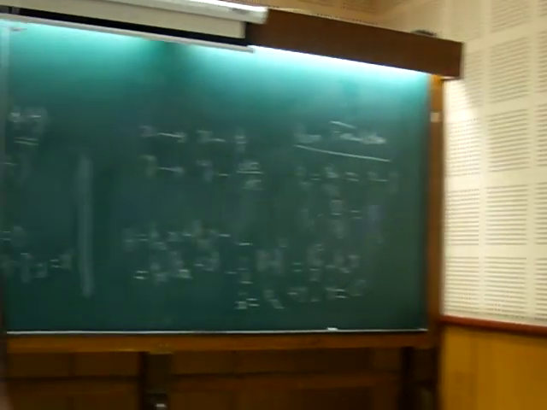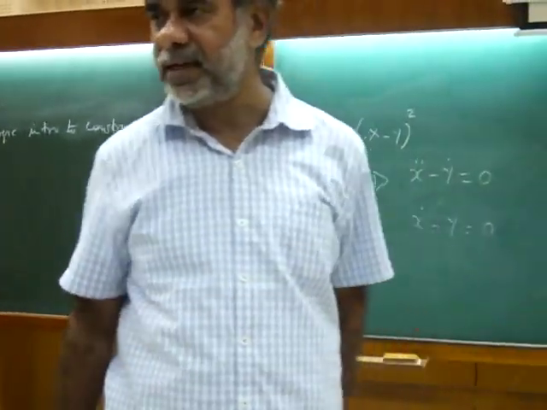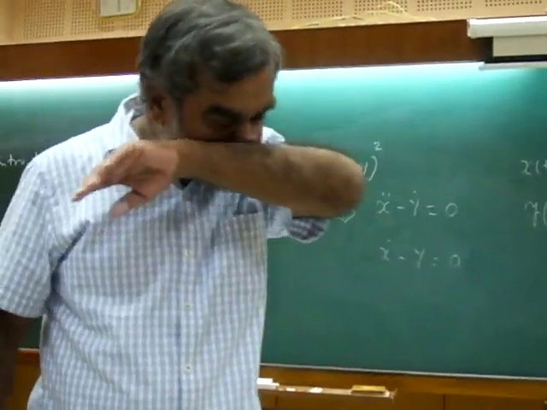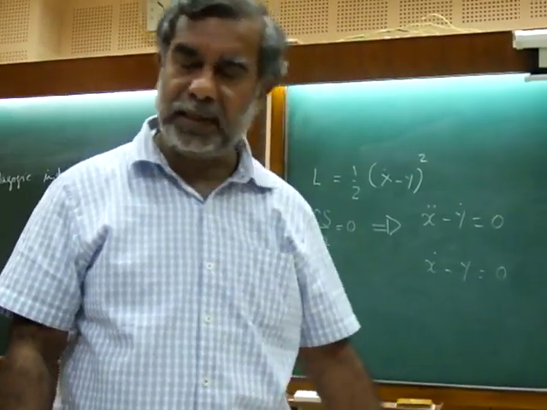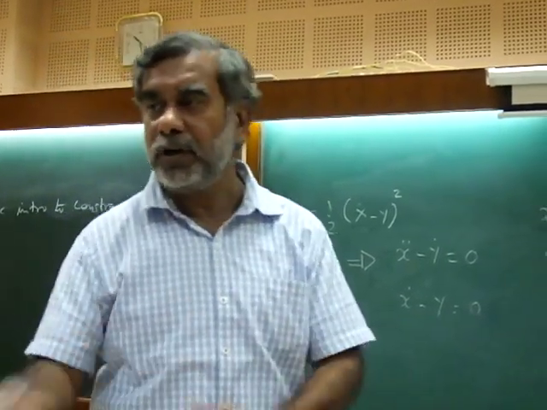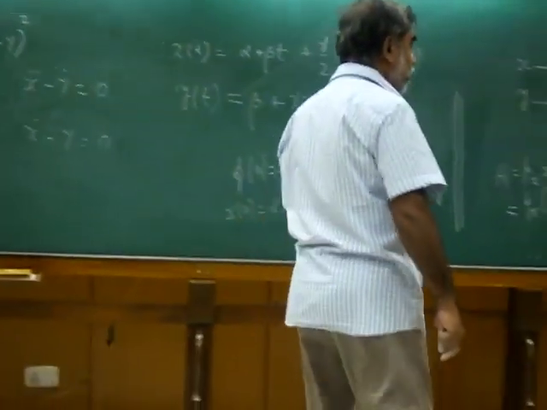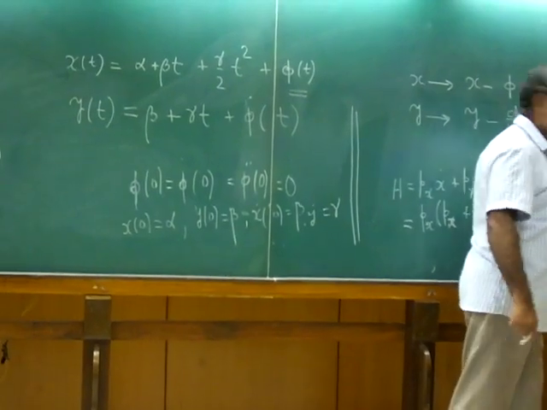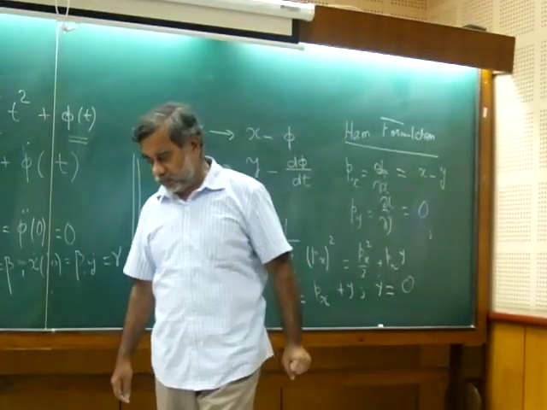Particle moving on a circle, say, x square plus y square is equal to 1. It's a constraint. So on the phase space, any relation which involves the coordinates and the momenta is a constraint. It is not a constraint if you have a velocity entering into the game. This is not a constraint because there is a velocity. This is a constraint, right?